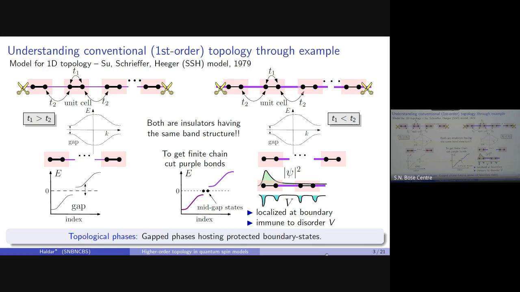So you can now give a working definition to keep in your mind for topological phases: gapped phases hosting protected boundary states. So protected boundary states is the keyword. When I say topological phases here, I mean this is the definition for first order topological phases. There are other more exact definitions, but for this talk, this will do.